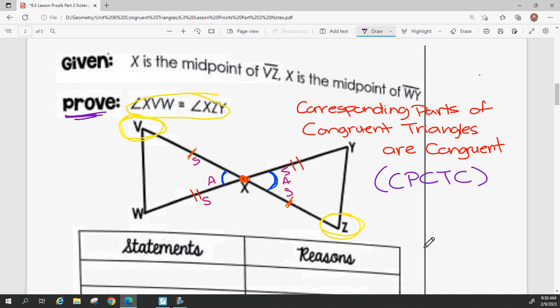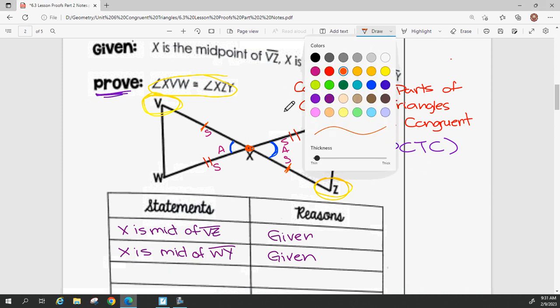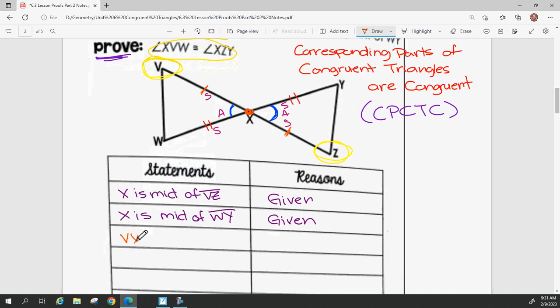We always start with the given information. I'm going to pause here and put my two pieces of given information in my statements column and put their reason as, it was given to us. Once we have the given information on there, we can start documenting the things that we marked up. The first thing we marked up was these little marks in orange, that VX and XZ were congruent. I'm going to write that. The reason I was allowed to do that was the definition of a midpoint. Since X was the midpoint, those two pieces of that segment must be congruent.